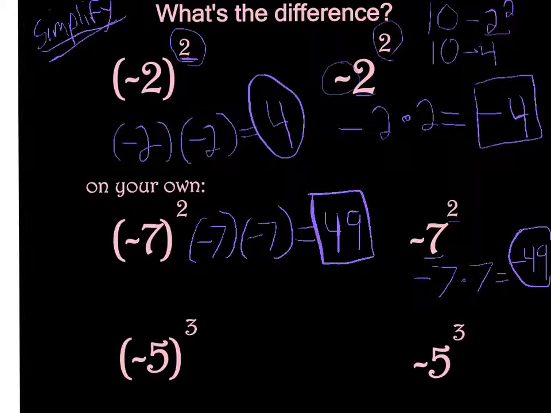So another way to look at it is you do your exponents first, order of operations, and this minus sign, subtraction, happens after, and it just sits and waits. So these will always be negative no matter what.